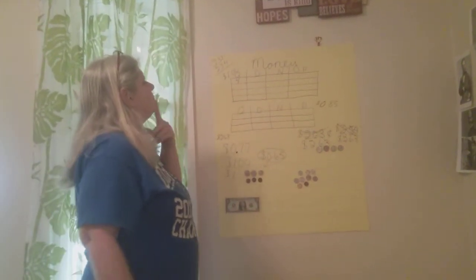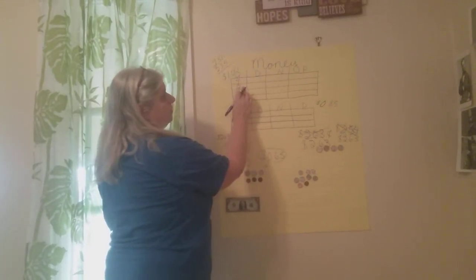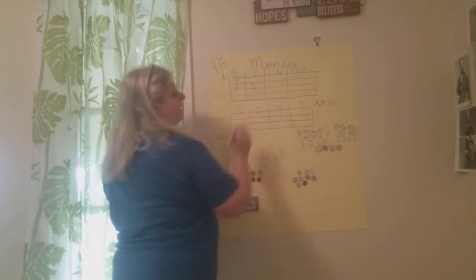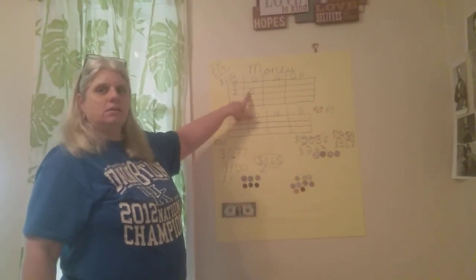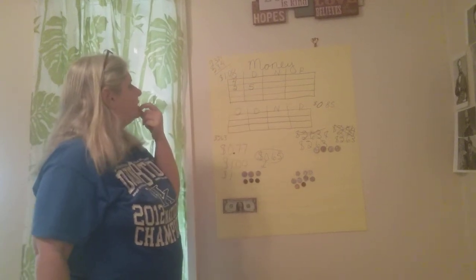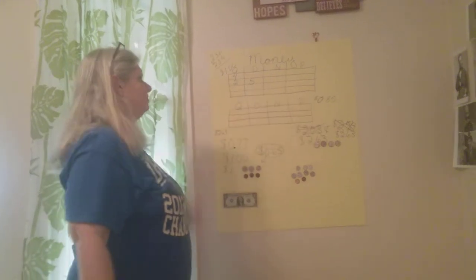What else do you think we could do? We could have 2 quarters, which would be 50 cents, and then 5 dimes, which would be 50 cents, and that makes $1, doesn't it? What else could we do? Let's get some nickels involved. They feel so sad out there.